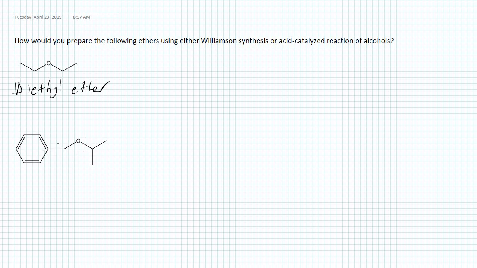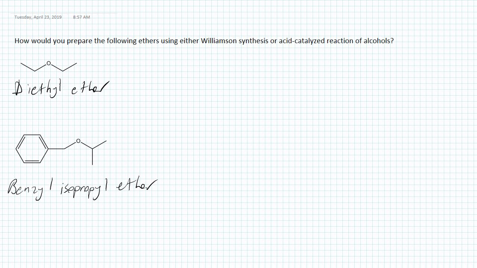It's not a symmetric ether, it's an asymmetric ether, and this part is isopropyl, and this part has a benzene ring and a CH2 group, so this part is known as benzyl. So this is, let's write the name here, benzyl isopropyl ether.